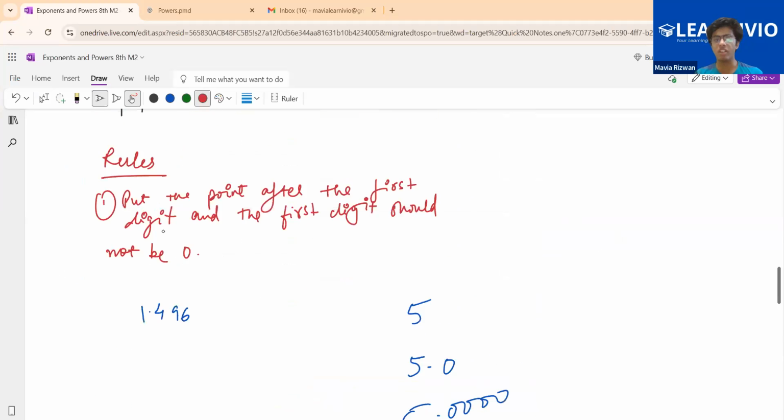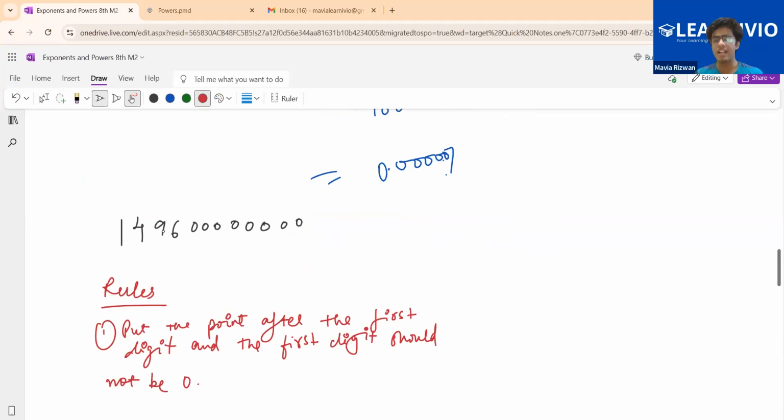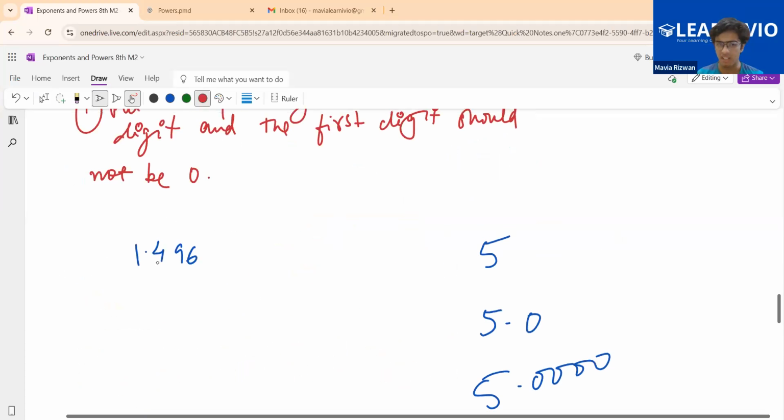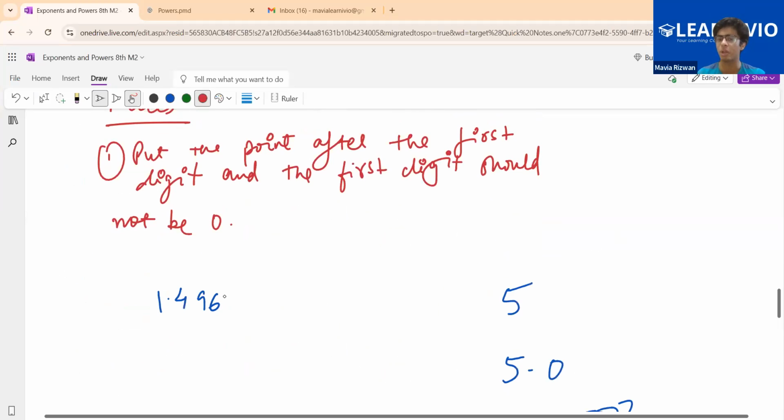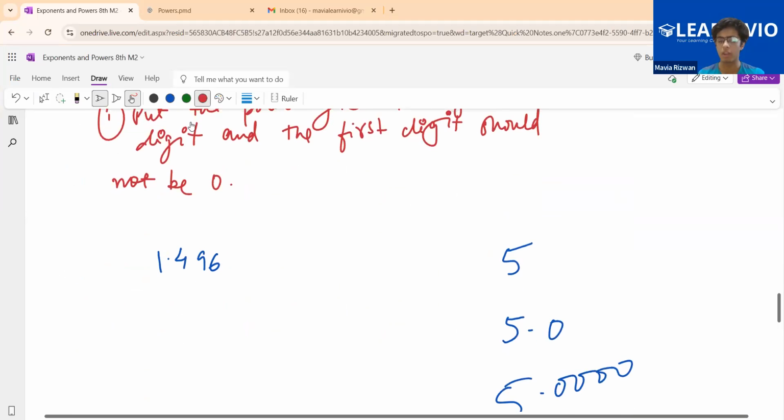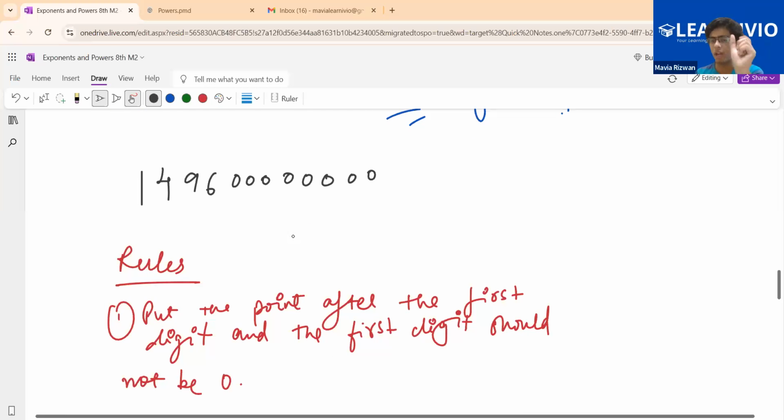So if this point is clear, I'll just write it as 1.496. I won't write these zeros because they do not carry any value. They are equal to 1.496 only. Is this clear, Abu Bakr? Yes, sir. Now if I multiply it, I told you the general form is into 10 raised to the power. Now count the number of digits after where you have put the point.